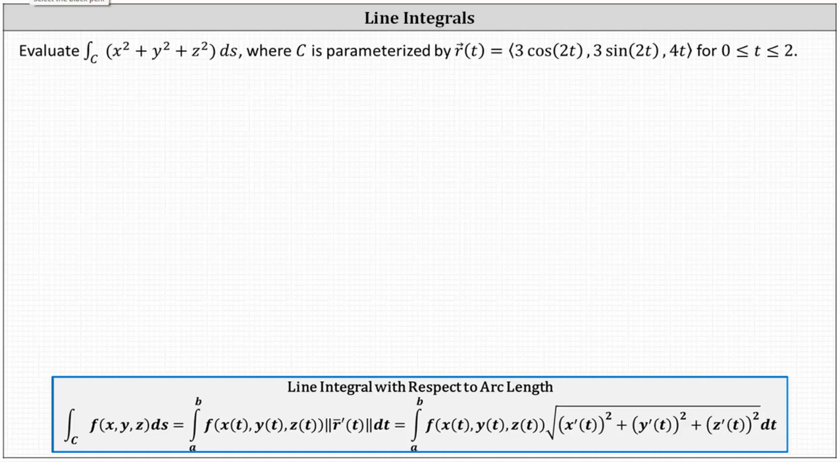Evaluate the line integral along the curve C of x squared plus y squared plus z squared ds, where C is parameterized by r of t and t is on the closed interval from 0 to 2. Notice the line integral is with respect to arc length s given by ds.